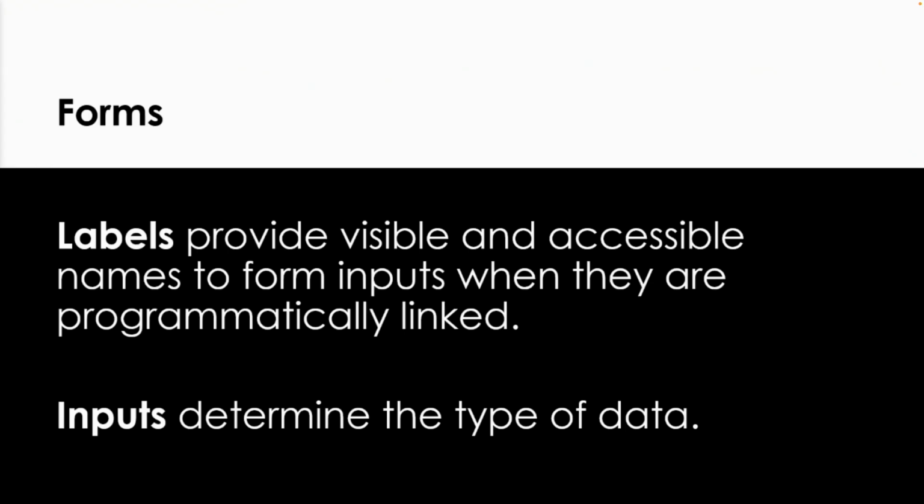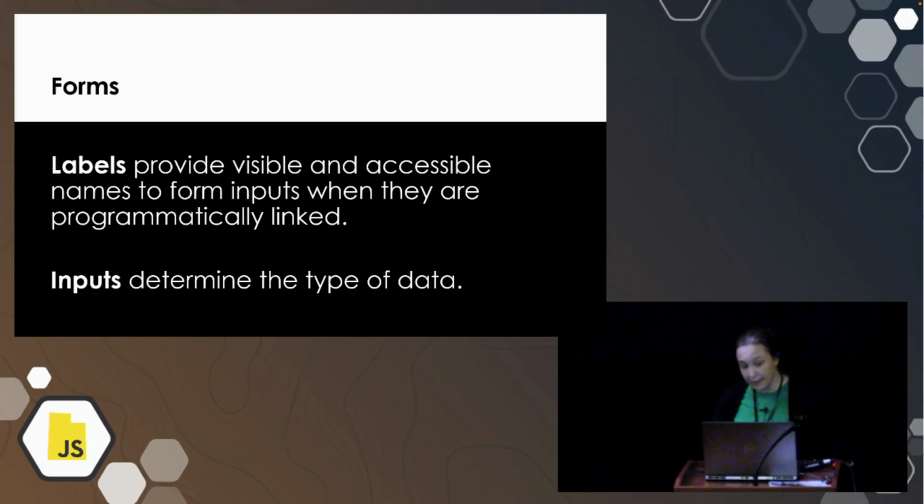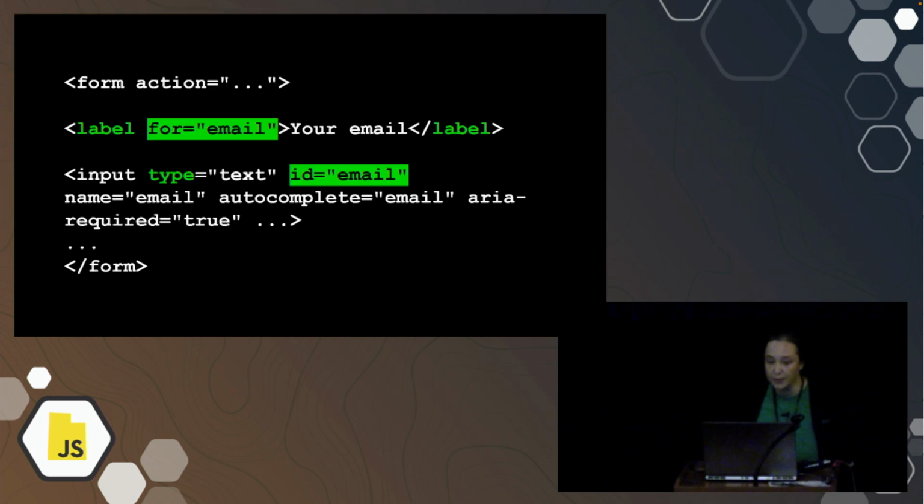All right, so lastly, let's look at forms, which are my favorite thing accessibility-wise. So with forms, we need to provide labels, and labels provide visible and accessible names to form inputs when they are programmatically linked, and inputs determine the type of data. So let's look at a really simple example of a form. We have a label here, your email, for an input, and we want to programmatically link the label to the input. And this may seem really basic, but every day I see folks not doing this. And when you don't do this, 2 things happen.